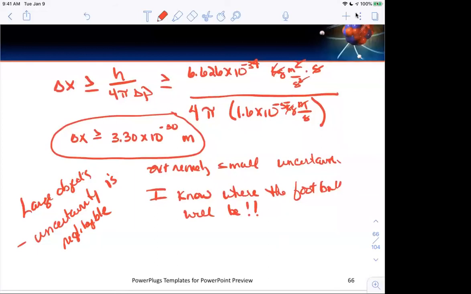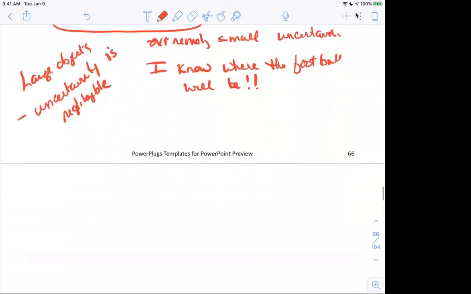So compared to the mass and the size of the football, the uncertainty in position of that football is very, very, very tiny. Now, if I were to do this for an electron, I would find that the uncertainty in position is really large compared to the size of the electron. And that's actually an interesting question that sometimes I like to ask: if you compare the uncertainty of a baseball to the uncertainty of an electron in position given everything else, what does that tell you?